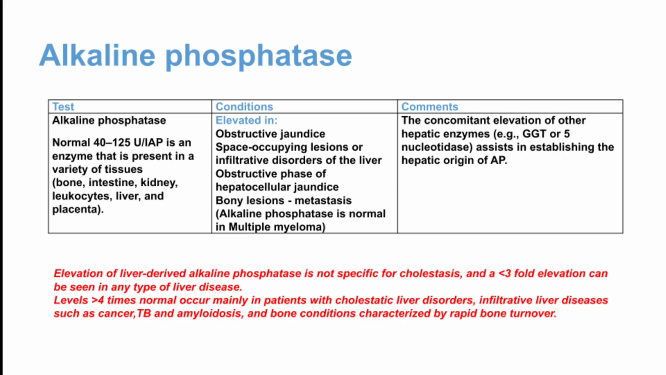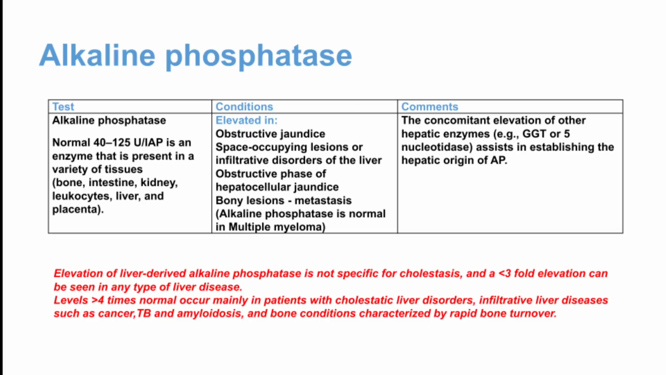This enzyme can be elevated in bone diseases, intestine diseases, kidney diseases, leukocytosis, placental diseases, and even in liver injuries. Alkaline phosphatase is normally elevated in obstructive jaundice or space occupying lesions in the liver, infiltrative liver diseases which produce obstruction.